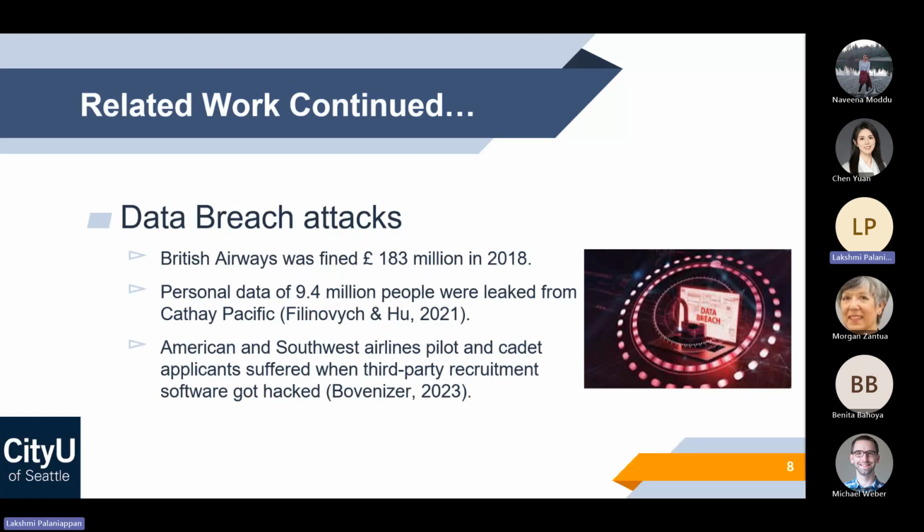In the same 2018 timeframe, the Hong Kong air carrier Cathay Pacific was also subjected to a cyber attack, as a result of which part of the passport data of 9.4 million people was leaked. In June 2023, American Airlines and Southwest Airlines suffered a data breach when a third party's recruitment software got hacked, exposing 8,000 pilot and cadet applications.